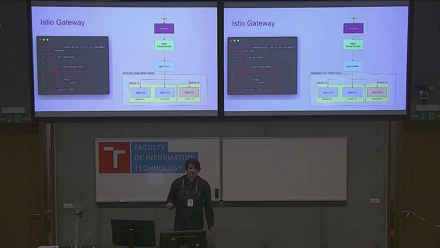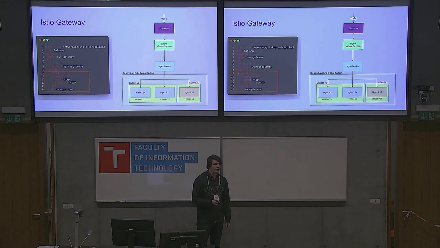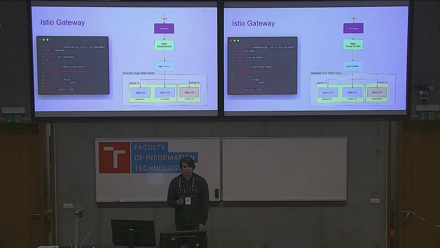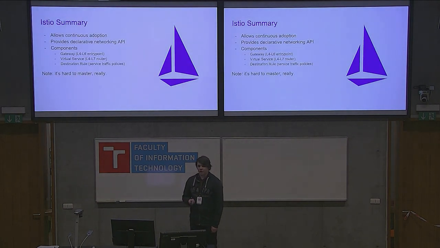Then it goes to the service, and what the service does is basically just accept these policies on load balancing or TLS, which basically just helps you tweak the infrastructure on traffic routing. So to summarize this, I know that may be a lot of things, but there are three main components of Istio. One of them is the gateway, the second one is the virtual service, and the third is the destination rule.